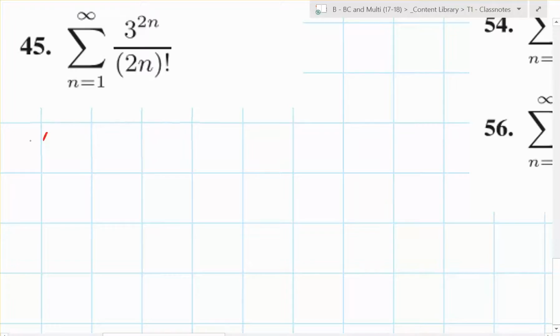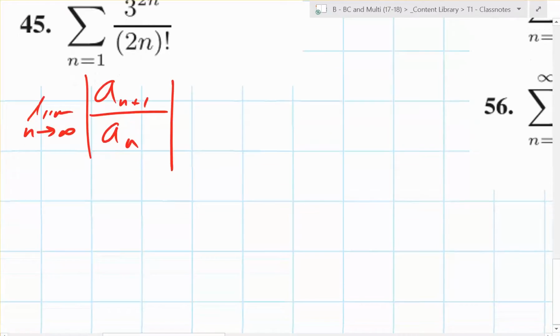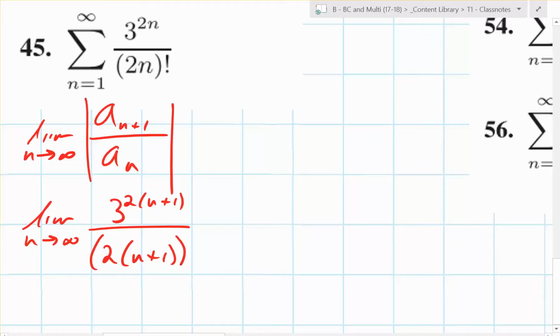The limit as n goes to infinity of a_{n+1} over a_n. You're doing this, right? So I'm going to skip an algebraic step, which I want to do just because I don't like writing it out so many times. It's going to be 2 times (n plus 1) over (2n plus 1) factorial times 2n factorial over 3 to the 2n.